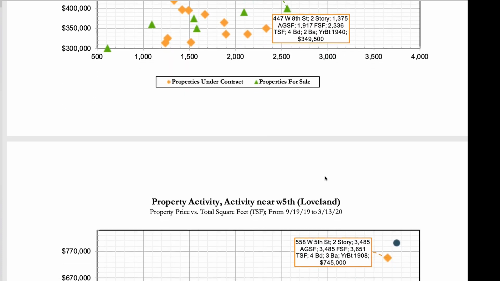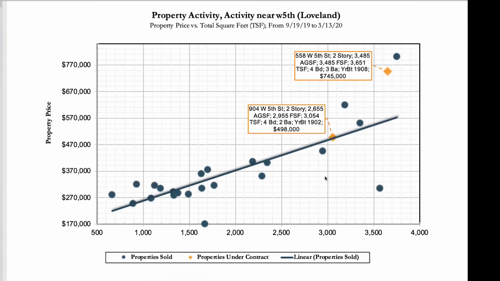Now, I also decided to put the homes for sale and under contract right on your street. This is 5th Street where you're at, and this is a scattergram, so you can see where that is. This property right here is under contract at $500,000. You can see it's right on the scattergram. And this is another property under contract down the street from you. They've got a lot of upgrades as well, so they're priced right up here with this one. That makes sense, so you can see where you're at.